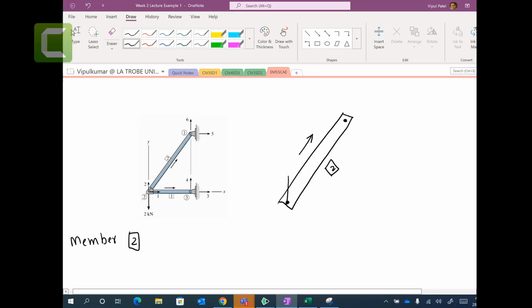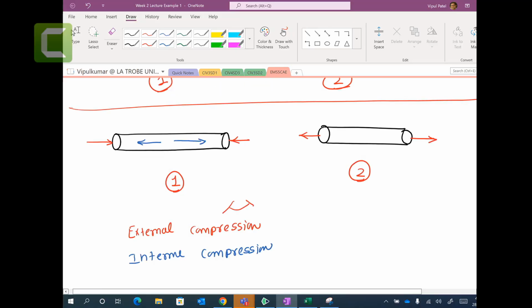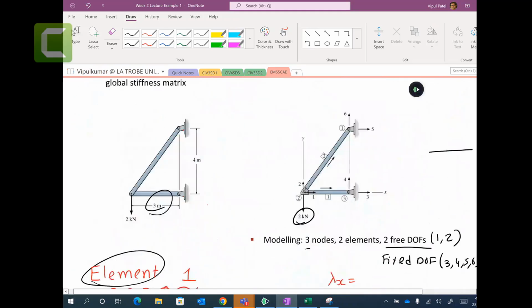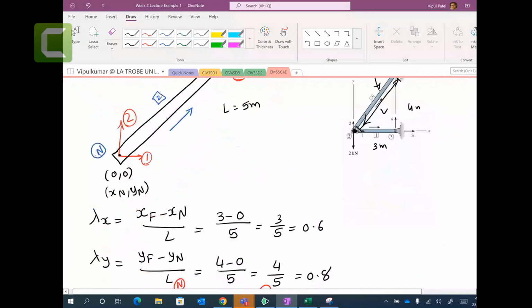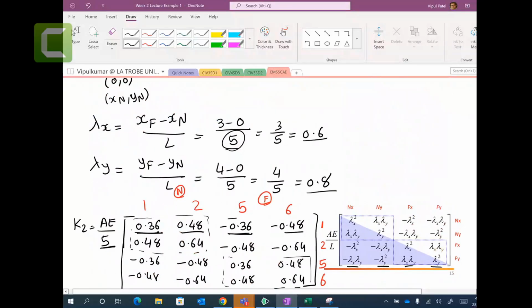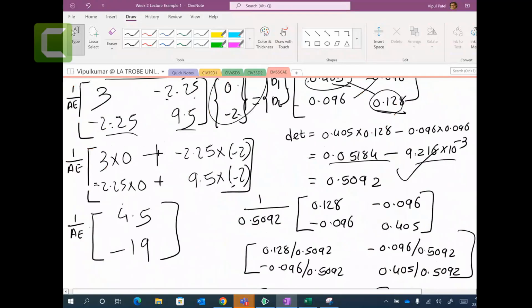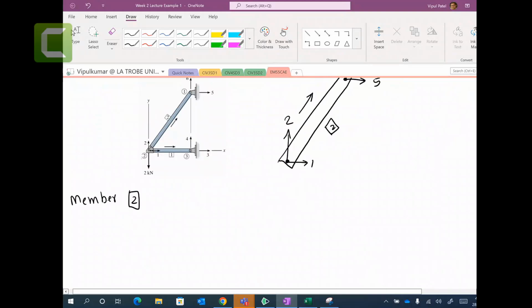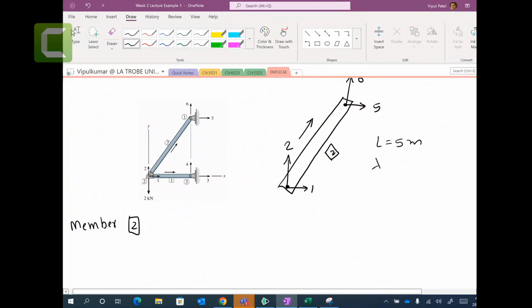Location vectors. You have 1, you have 2, you have 5, you have 6. You got the length. I think the length we calculated before. The length of element number 2 we calculated as 5. If you remember that Pythagoras, lambda x and lambda y are 0.6, 0.8. So length 5 meters, lambda x 0.6, lambda y 0.8.